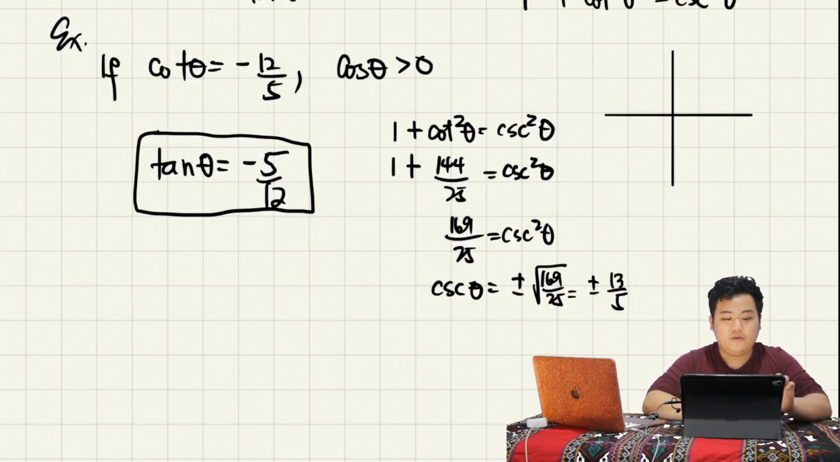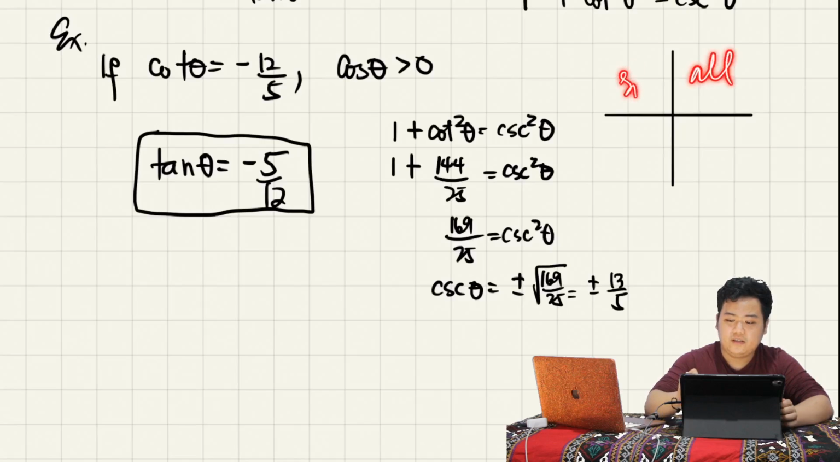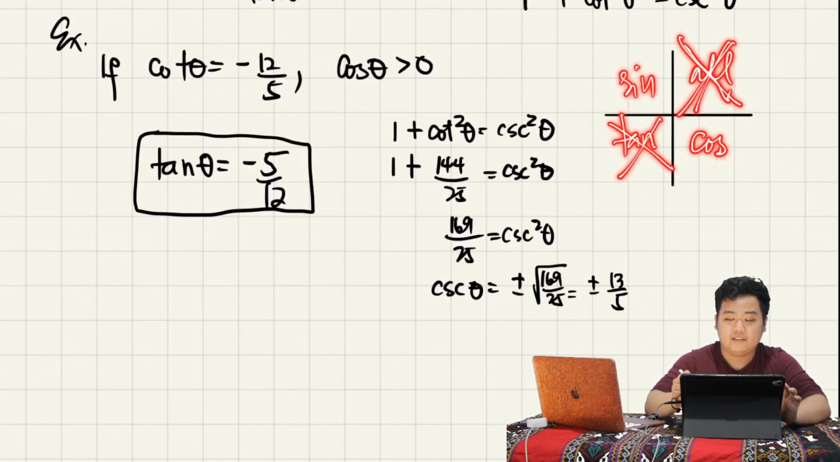Okay, so cotangent is negative. Using all syntacos, it can no longer fall in quadrant 1 and quadrant 3, because in quadrant 1, all the circular function values are positive. In quadrant 3 naman, tangent and cotangent are positive. So, ang maiiwan tayo ay quadrant 2 or quadrant 4.